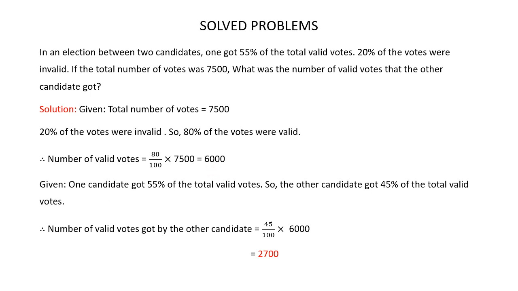It's given that one candidate got 55% of the total valid votes. So the other candidate got 45% of the total valid votes. Now we are asked to find the number of valid votes got by the other candidate. So that is 45% of the total valid votes. Total valid votes is 6,000. So the other candidate got 45% of 6,000 valid votes, which is 45 divided by 100 multiplied by 6,000, which is 2,700. So the number of valid votes got by the other candidate is 2,700.